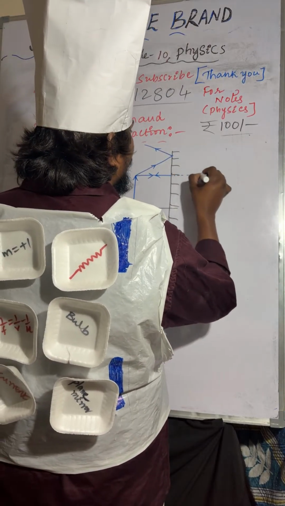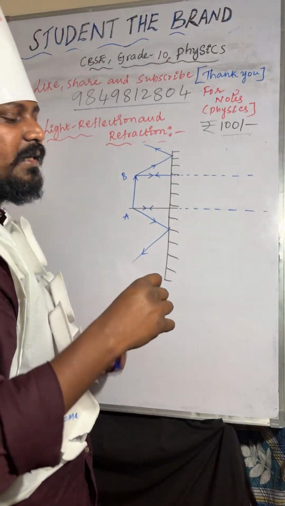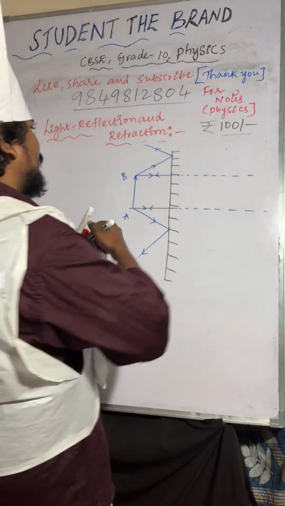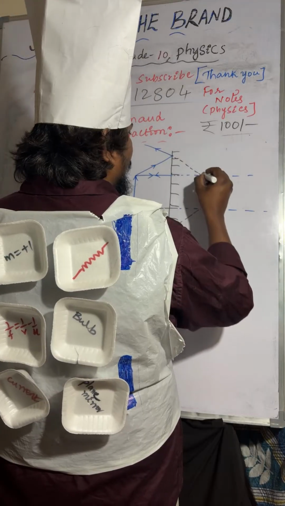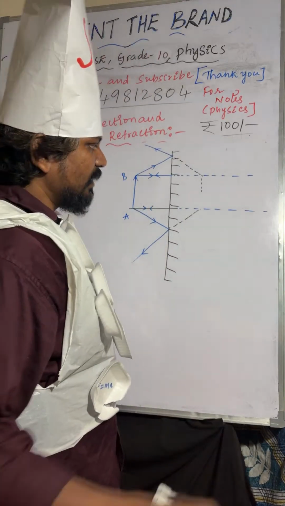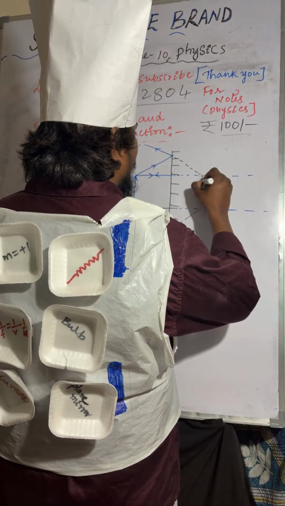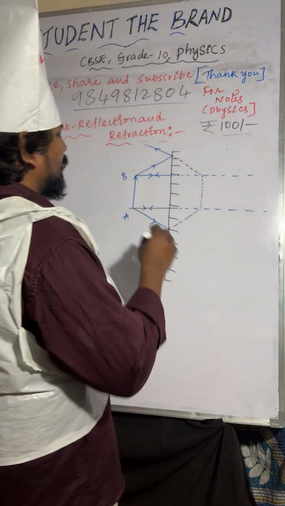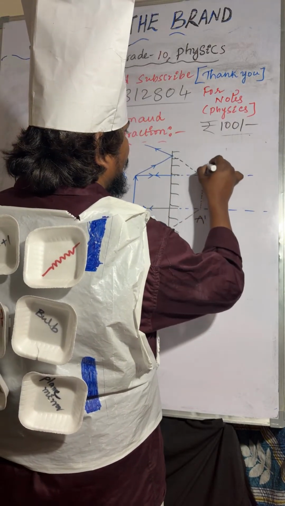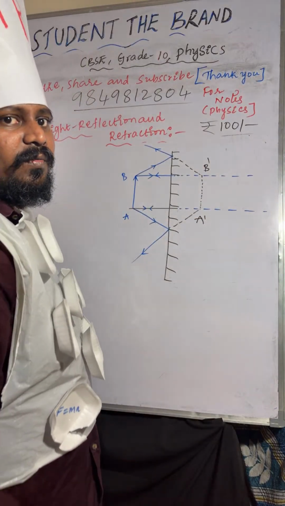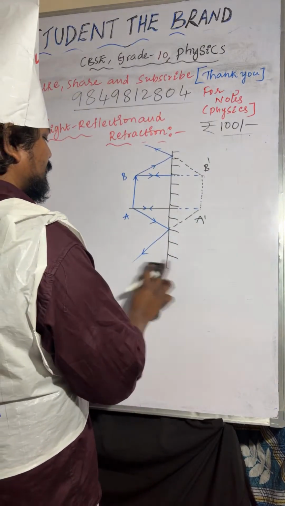So here you can observe, if you are extending the reflected light rays, this is the reflected light ray, and here also a reflected light ray. I hope it is very clear. So A, B, and here is A dash and B dash, because a virtual image is forming. Understood?